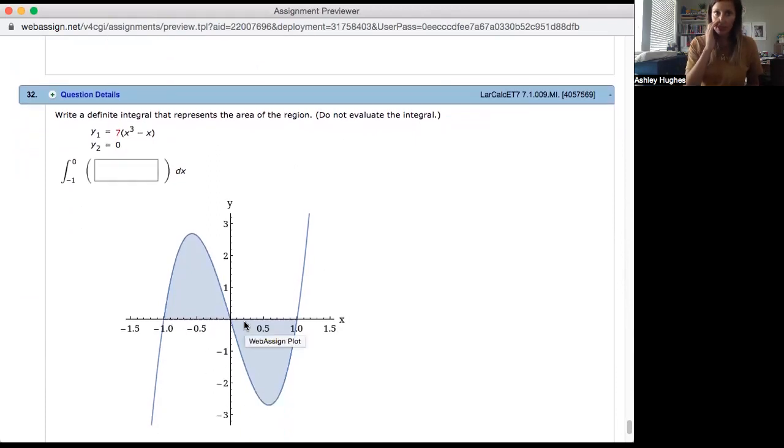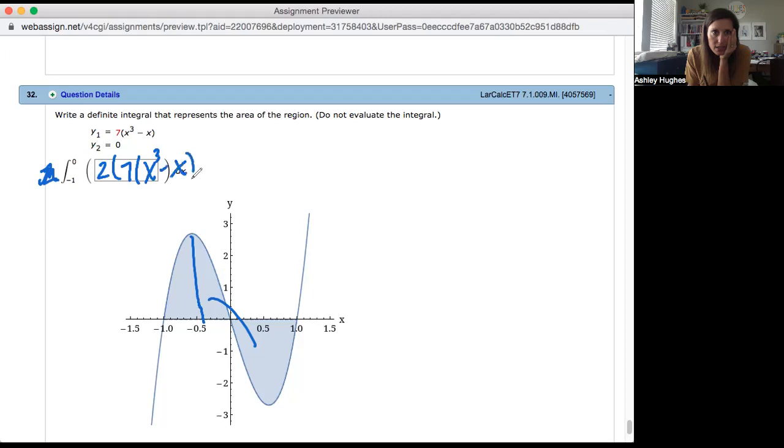-1 to 0. So we're going to double it since they're just choosing those bounds for me. I'm going to use symmetry because these are the same. So 2 times this, or you could put the 2 inside. Top minus bottom, or just the function itself. So 7 xu minus x. So that's all for that one.